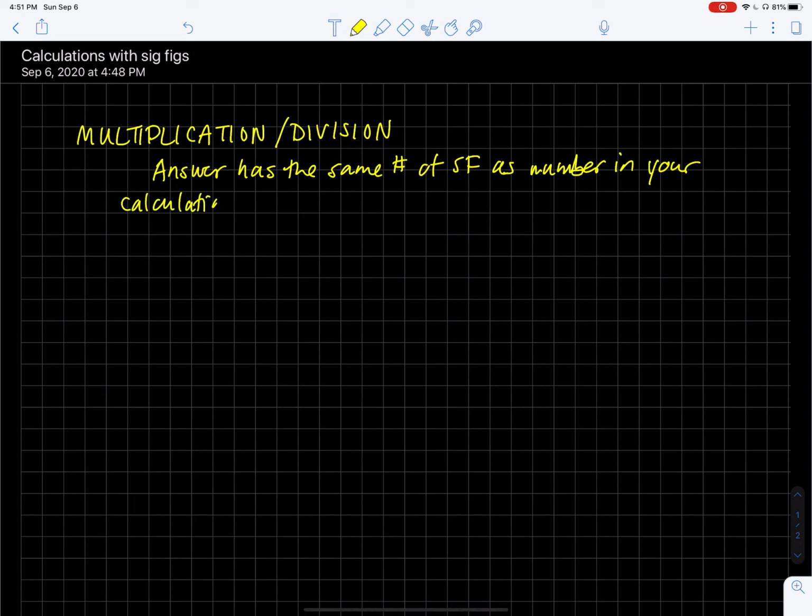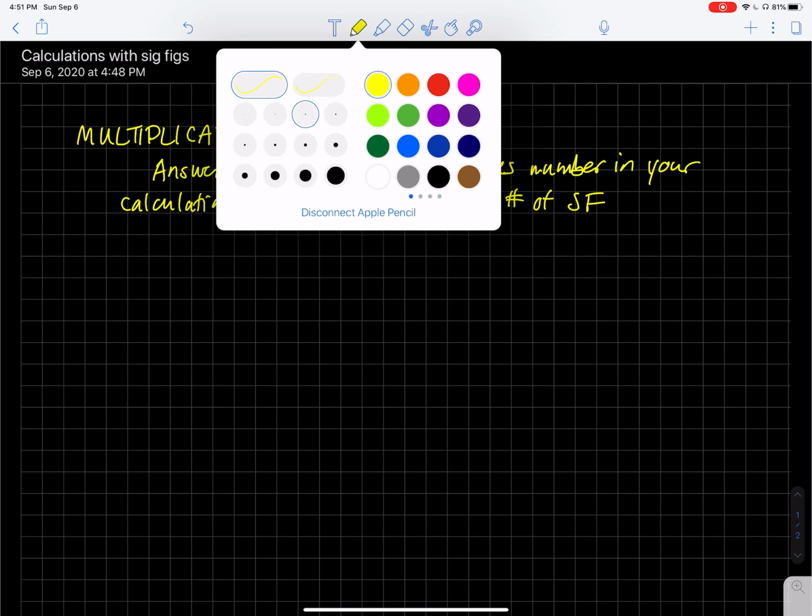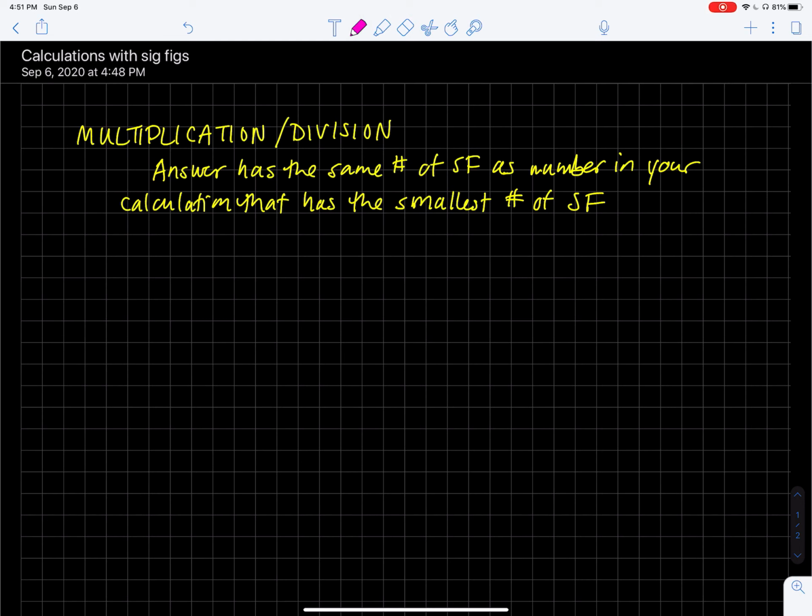The number in your calculation that has the smallest number of sig figs. So for multiplication and division, it's all about the number of sig figs in the numbers you're putting into your calculation. So we're going to do an example together, and you can stop the video when I do the example.